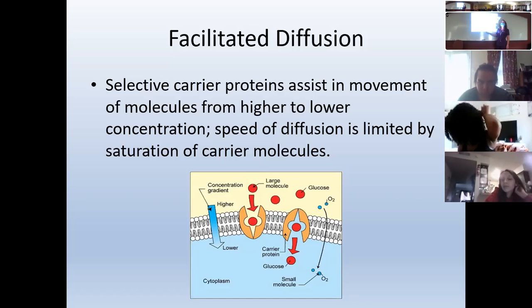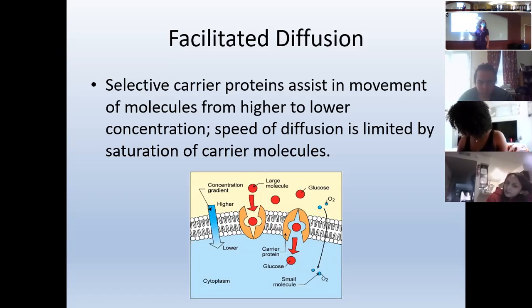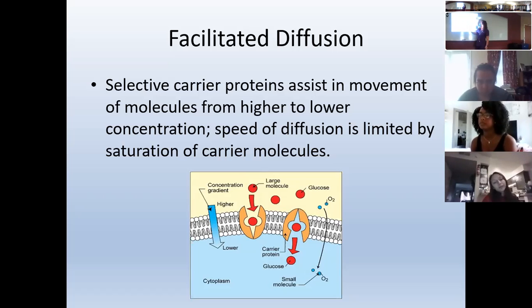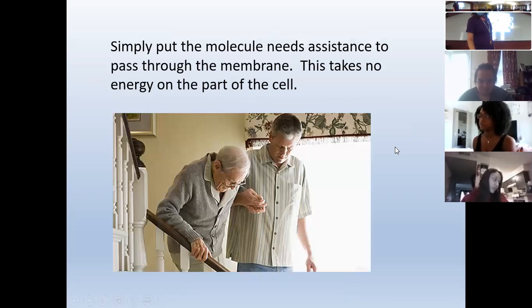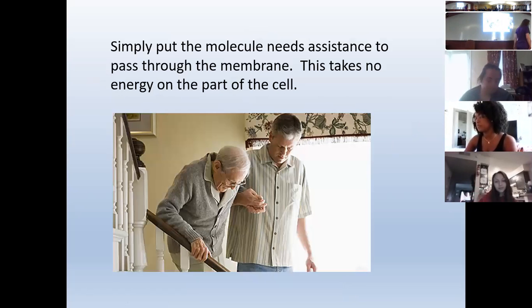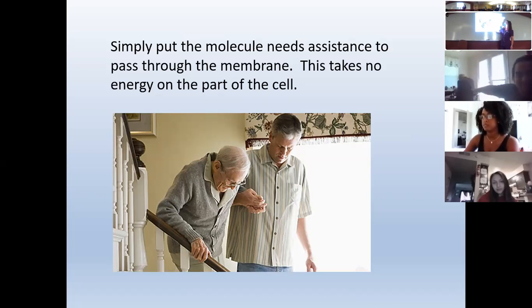We're still using the concentration gradient, and we have low concentration of glucose here, high concentration of glucose out here. We're moving it in, moving it in. That's what's providing nutrition for our cell. But we have a little helper. We have a facilitation. It's a great word, facilitate. Here's our picture of facilitate. So here's an old man. He's gone from the top of the stairs to the bottom. He's following the gradient, and we have a little helper to help him along.